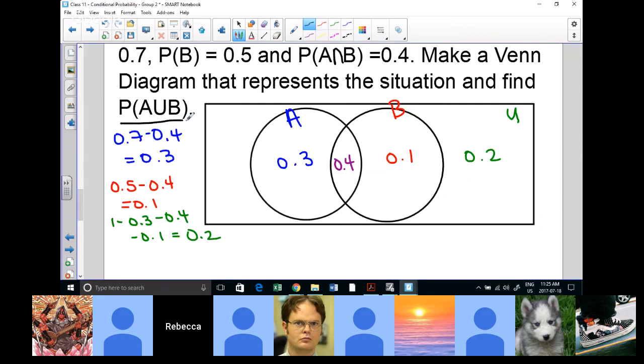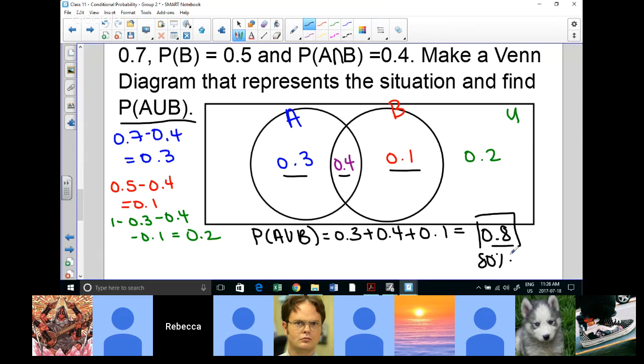They want A union B, so the probability of A union B, we're going to add these 3 up. It has to equal 1 because probabilities have to sum to 1. This is a probability of B. So the probability of B is 0.5. The probability of A is 0.7, and the probability of their intersection is 0.4. And probabilities always have to sum to 1. So if I have this probability, I'm going to add these three things up. And then I'm going to get 0.8, which is the same as 80% if you want to write it as a percent.